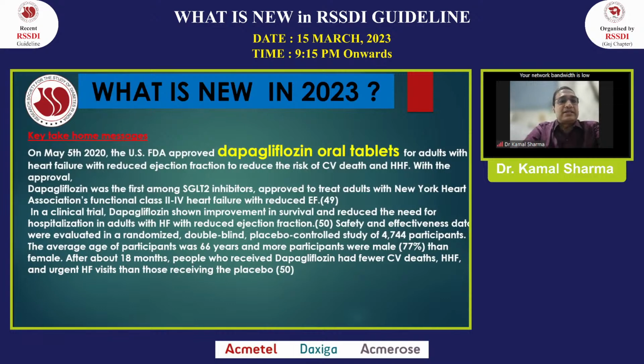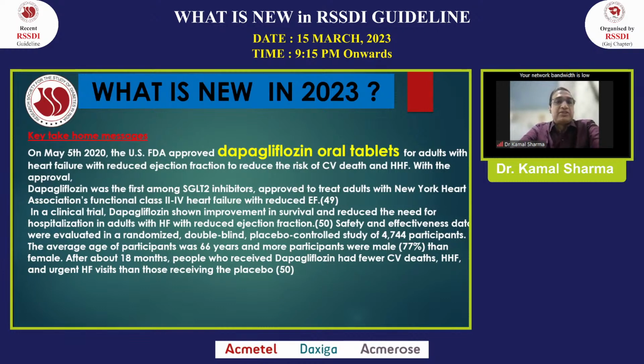So, the US FDA has approved dapagliflozin for adult patients with reduced ejection fraction to reduce the risk of CV death and heart failure hospitalization. And dapagliflozin is the first among SGLT2 inhibitors approved to treat adults with NYHA class 2 to 4 with HFrEF. And dapagliflozin has shown improvement not only in heart failure hospitalization, but also in survival in patients with HFrEF.